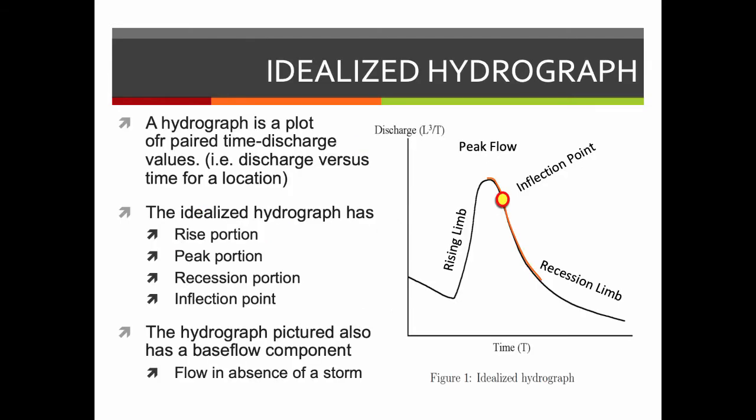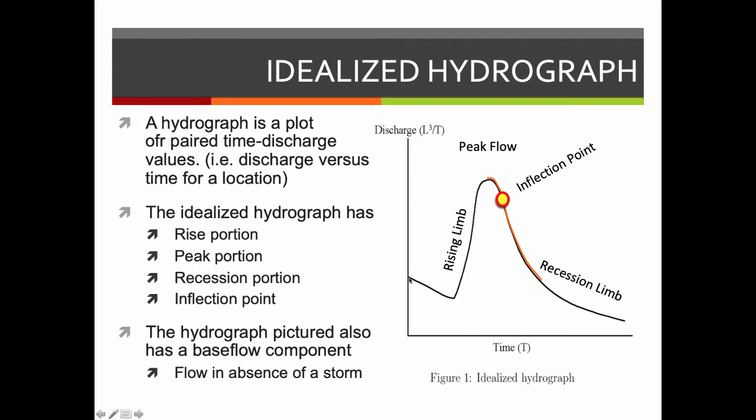So let's begin with an idealized hydrograph. A hydrograph is a plot of paired time discharge values. And the act of plotting is irrelevant. It can just be a collection of time and discharge or time and stage at a location. That's called a hydrograph. And the idealized hydrograph has four portions, as indicated here.